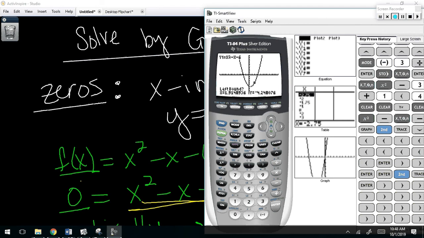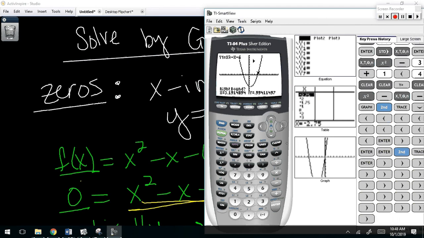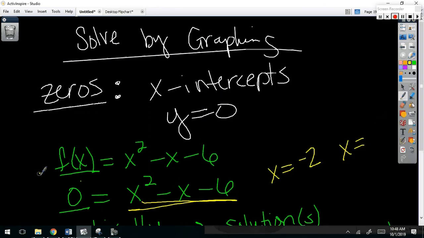You shouldn't have it. You may have put something in wrong in your initial equation. Check and make sure your equation is correct. X squared minus x minus 6. Same thing, second trace 0, and then left bound, right bound, enter. Just finding the zeros here, yep.